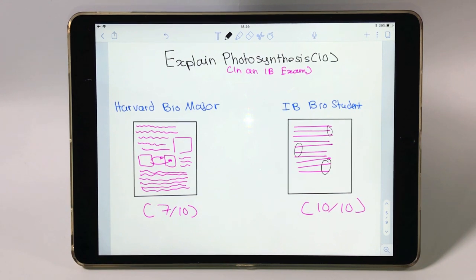And the point is that actually the IB has a very specific way it wants you to answer and very specific things it wants you to mention. And unless you're familiar with these things, even though you have a really good grasp of that subject, it's very hard to get the points you need. So the IB is really, really specific.